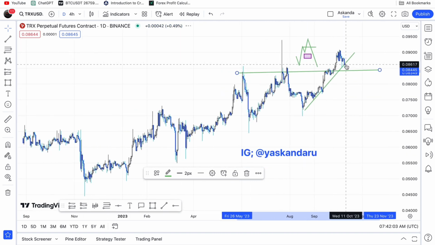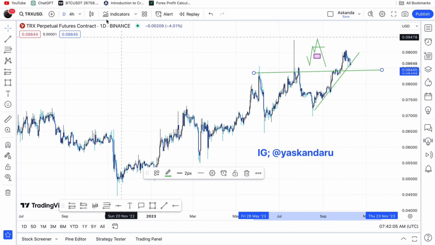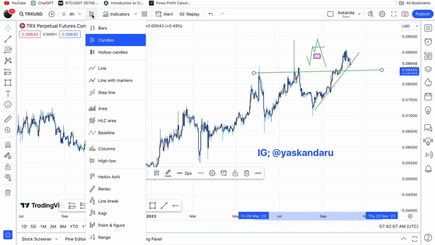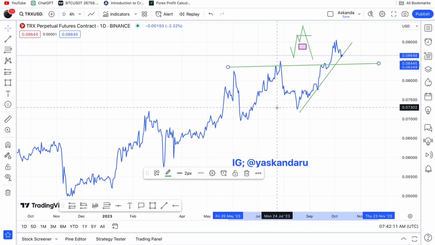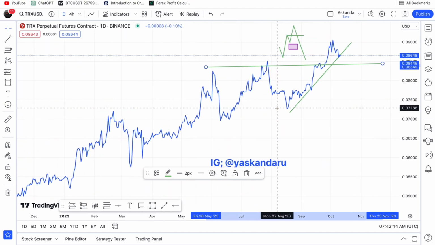If you are finding it difficult spotting trends, you can just click on the candlesticks, then change it to lines. So if you change it to lines, guys, just look at this. No one will tell you that the market is in an uptrend. The market is moving up. You yourself will know. So just looking at this trade here, you are not supposed to be selling.